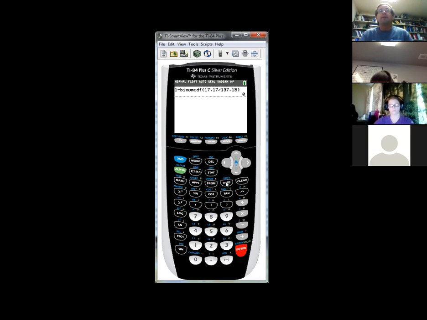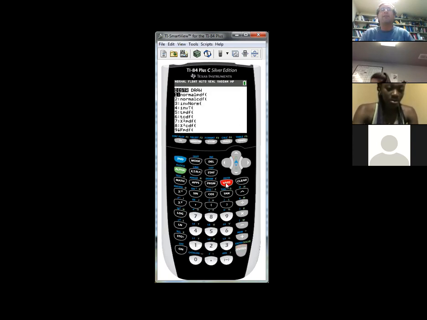Mine's not coming up. It should. It's hard to see on your screen. Can you see? It's kind of fuzzy. Sorry. Try it without the 1 minus, and then we'll do the 1 minus after. You can do the 1 minus later on. So just go second, and then VARS, and it should give you that right there. Are you getting there? Yeah, it's still not working.